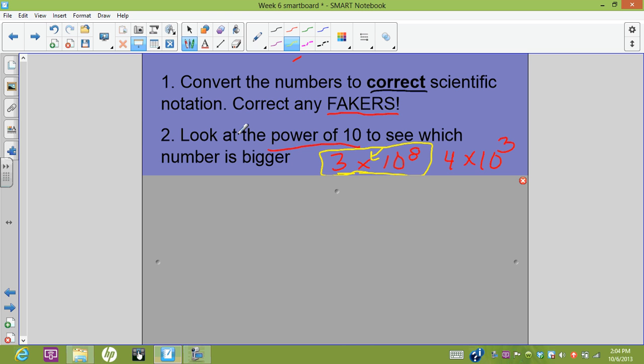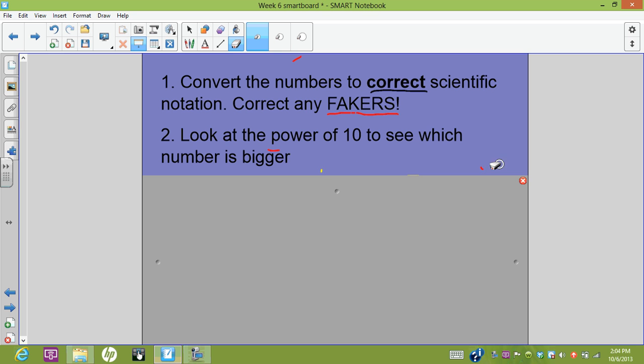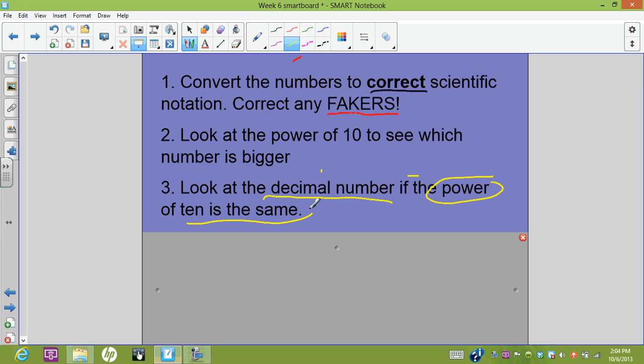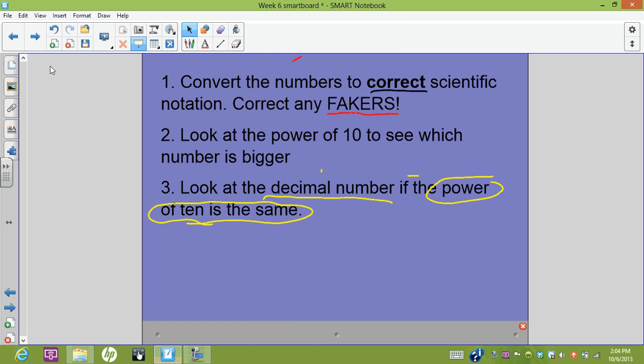If, however, our powers of 10 are exactly the same, maybe they're both 10 to the 3rd power or 10 to the 8th power, then we're going to have to take a look at the first part, the decimal number, and whichever decimal number is bigger is going to be the larger number. That's only if the power of 10 is the same. So get those notes down, pause the video if you need to, and let's go ahead and look at a few examples.